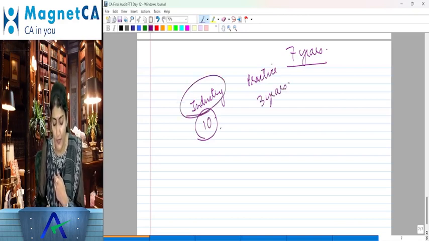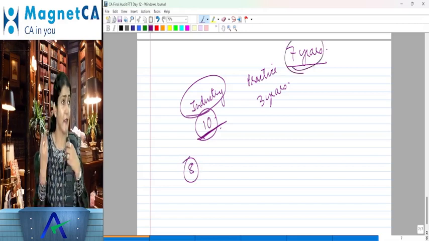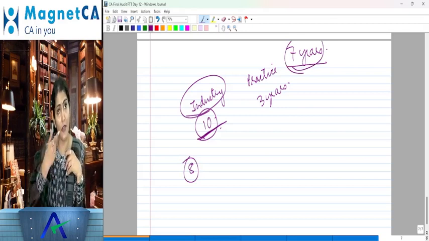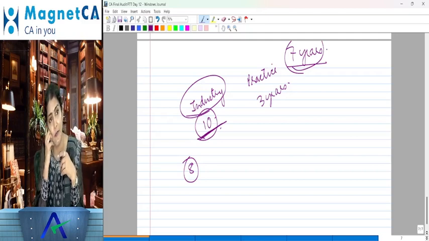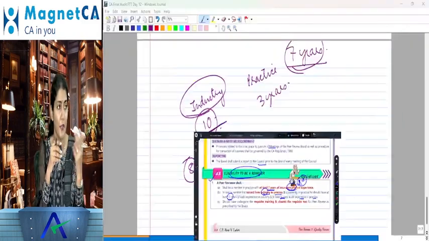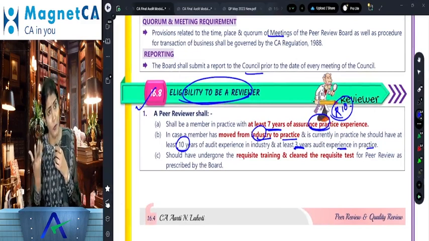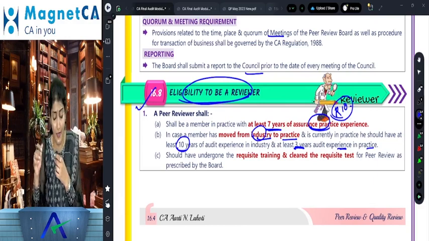What if you don't have industry experience of 10 years, and after 8 years only you left your job? Then obviously condition 1 will apply, 7 years. If you cannot fulfill condition 2, then you have to fulfill condition 1. You say after 6 years only I left my job. No problem, then you don't fit into criteria 2. In that case you have to fit into criteria 1, 7 years of assurance practice experience. Are you understanding that?